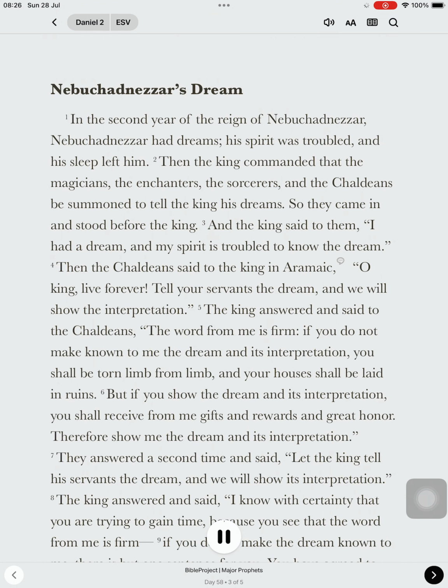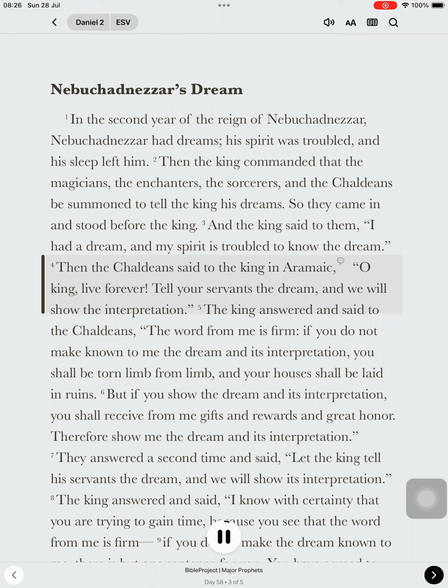Chapter 2. In the 2nd year of the reign of Nebuchadnezzar, Nebuchadnezzar had dreams. His spirit was troubled, and his sleep left him. Then the king commanded that the magicians, the enchanters, the sorcerers, and the Chaldeans be summoned to tell the king his dreams. So they came in and stood before the king. And the king said to them, "I had a dream, and my spirit is troubled to know the dream."